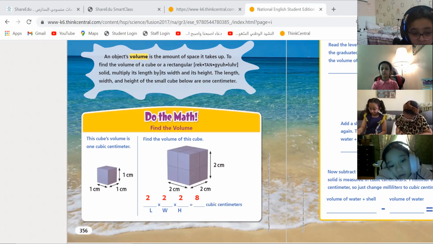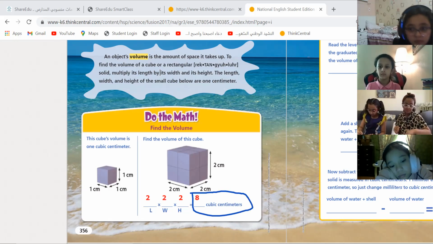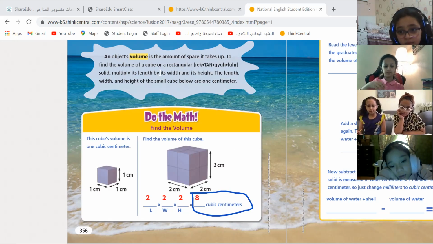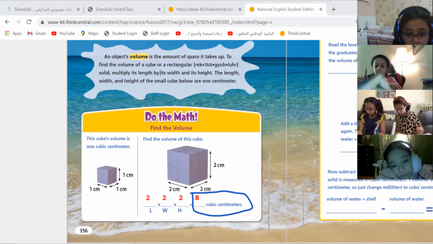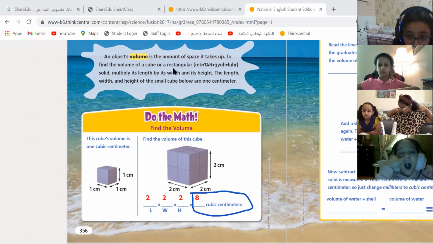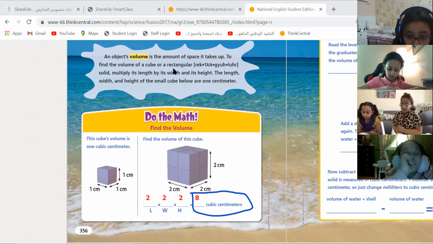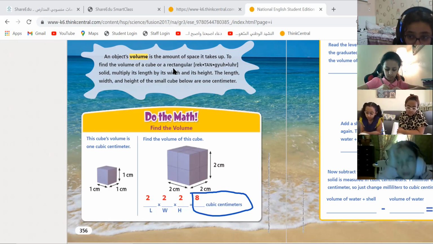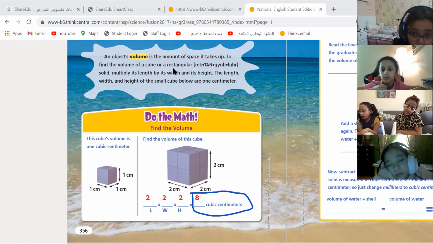It will take 8 cubic centimeters. Why is it 8 cubic centimeters? Because this is the space that this cube will take up if you put it on the table. You're asking about the space. How much space does something take up?